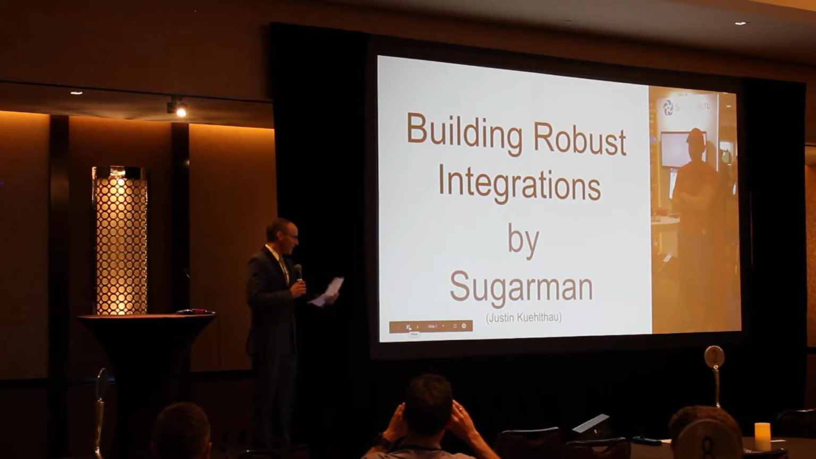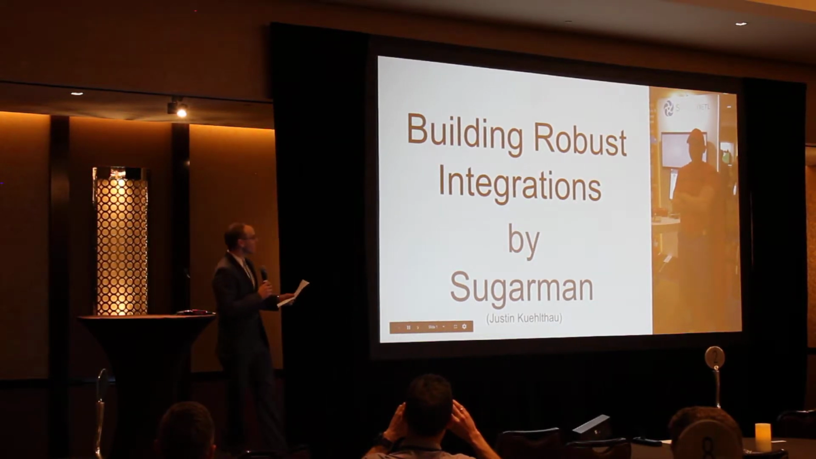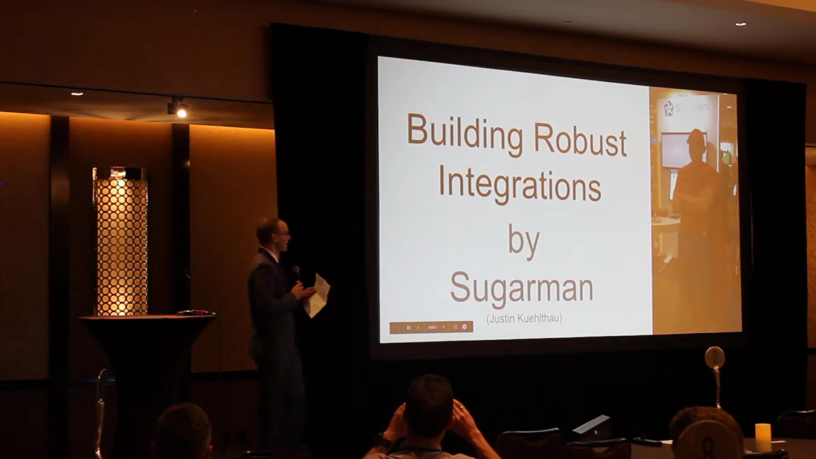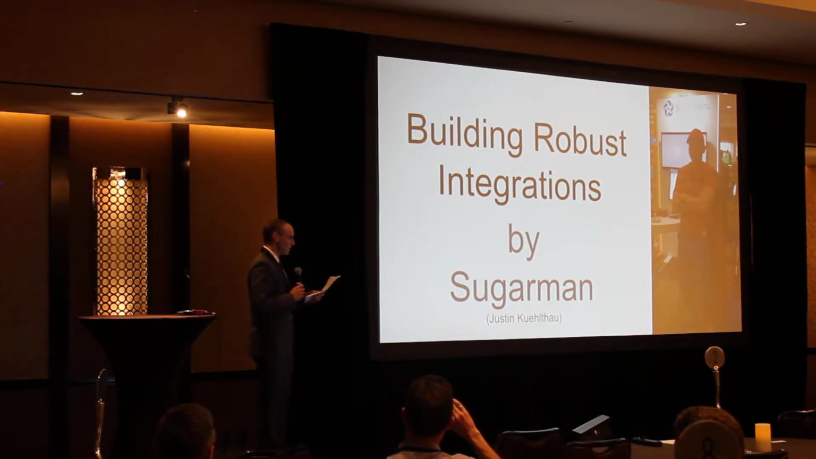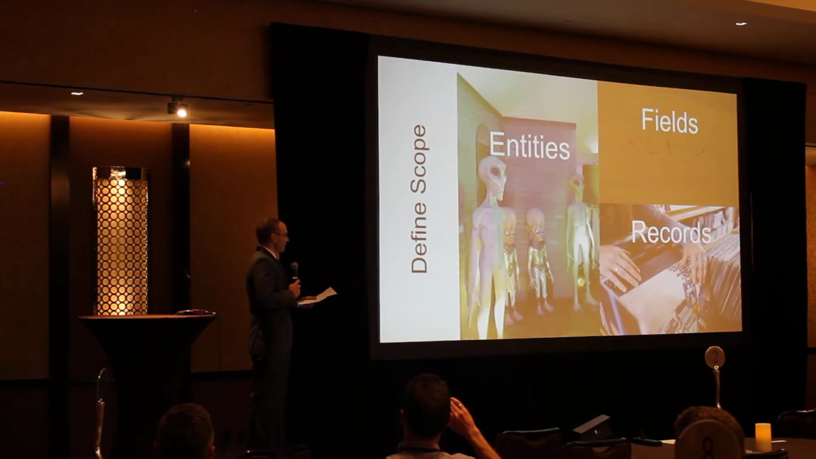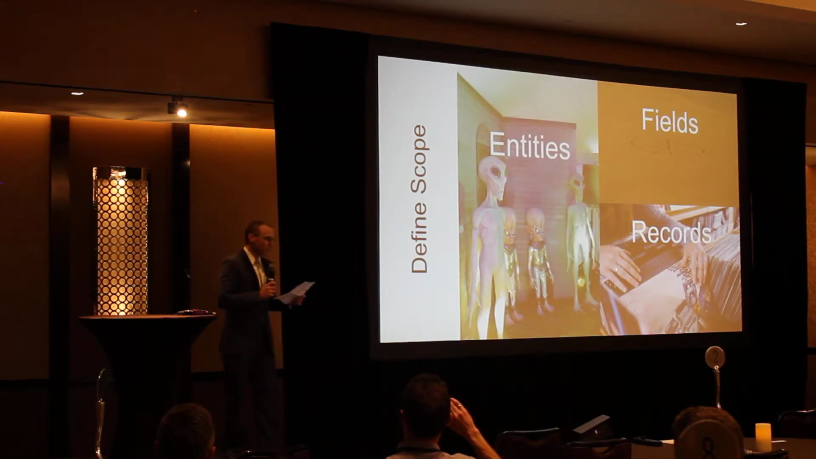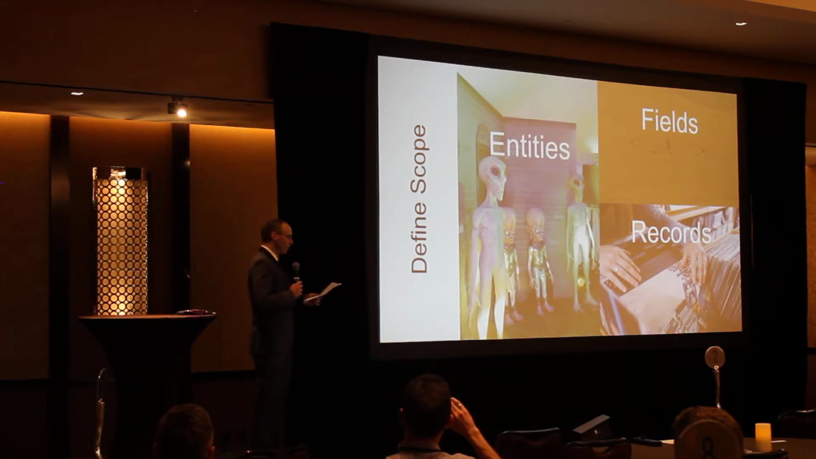Hi everybody, my presentation is on building robust integrations. I am Sugarman, otherwise known as Justin Kuehlthau, Director of the Sugar Practice at Technology Advisors. You cannot have a successful project unless you define the scope. What data do we want to integrate? What entities, records, and fields are we integrating? What is the criteria for success?